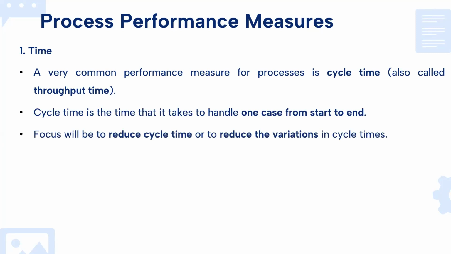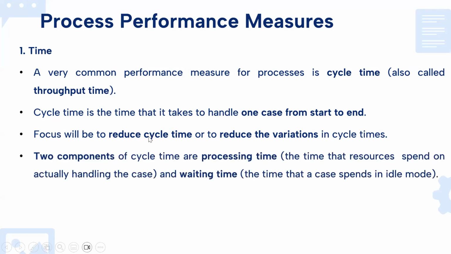When you consider process performance measures, you have to identify the cycle time of the process that you have selected. Our idea would be to reduce the cycle time or reduce the variation in the cycle time. For example, in a manufacturing process, if you are going to manufacture 10 garments, the variation should be minimum. For example, one garment takes 1 minute, and another garment takes 5 or 6 minutes. If there are variations in cycle times, we have to minimize those variations, and ultimately reduce the cycle times.